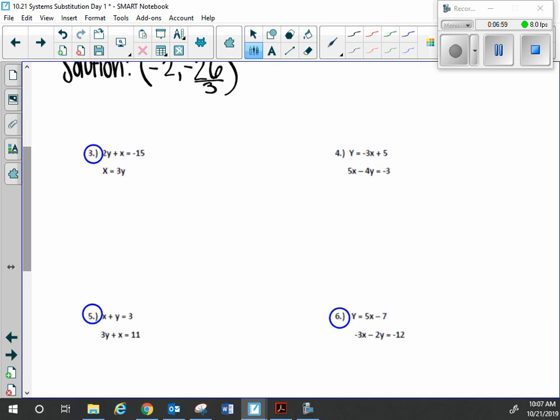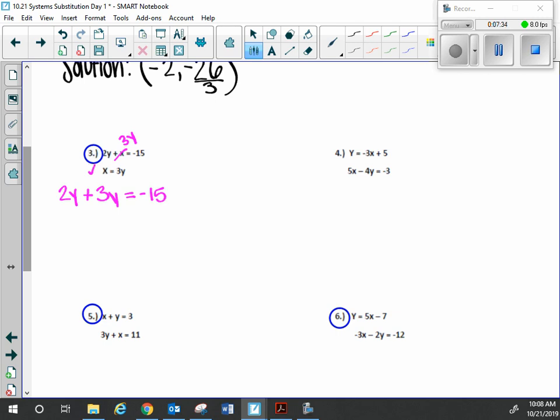Is anything already isolated? X. Good. X is isolated. So for right now, we're pretty much done with that second equation. We're using our first to solve. Which variable am I pulling out to plug something else in? X. I'm going to replace x with 3y. So when I rewrite it, 2y plus 3y equals -15.